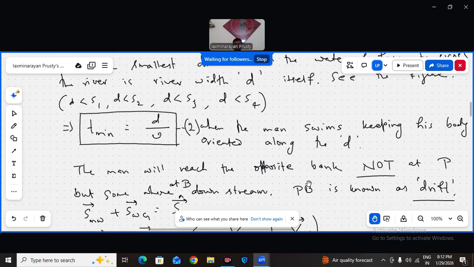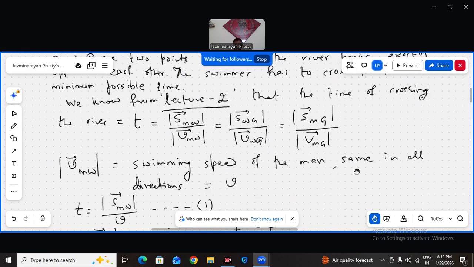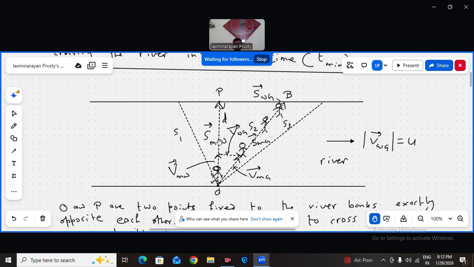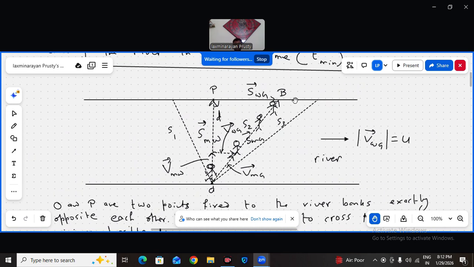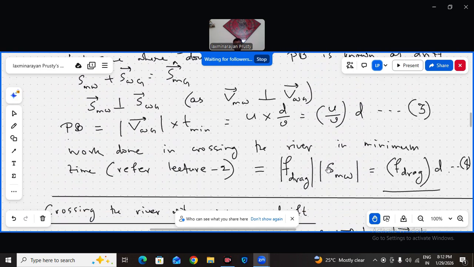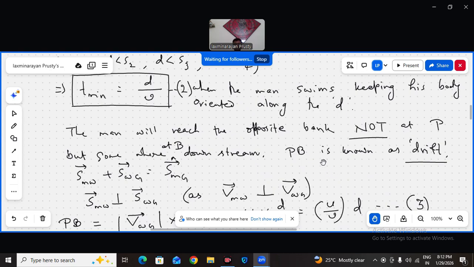The man will reach the opposite bank, not at point P, of course not, because as I told you, if the man is swimming like this, then this river bank will be moving backward relative to him, and he will reach some point B, or whatever that point may be. You will not reach the direct opposite point on the river bank with respect to ground. So it will reach somewhere at B with respect to ground. B is the landing point. Obviously, it is traveling more distance compared to case 1 in lecture 2.